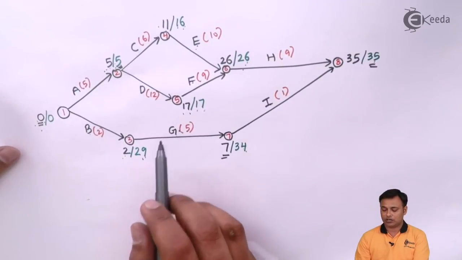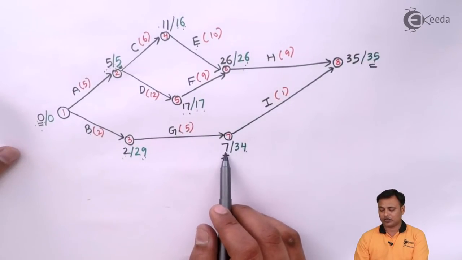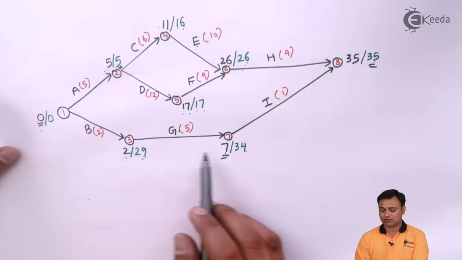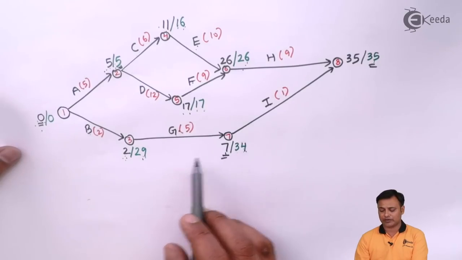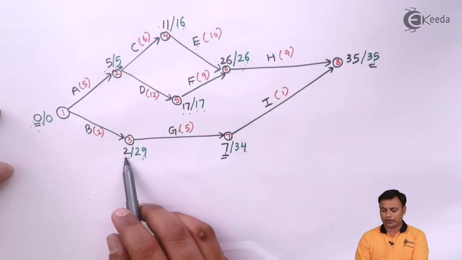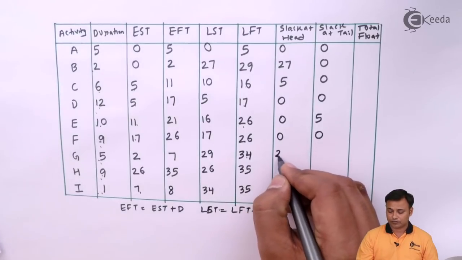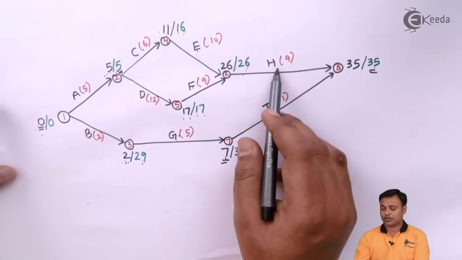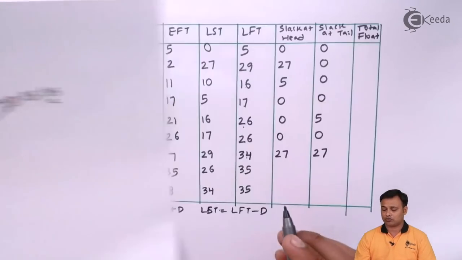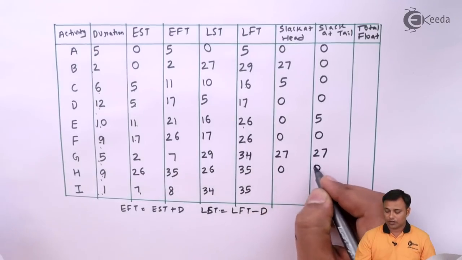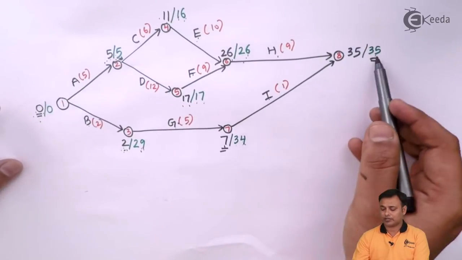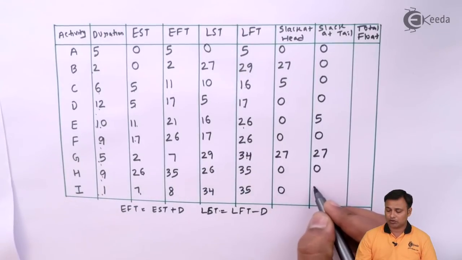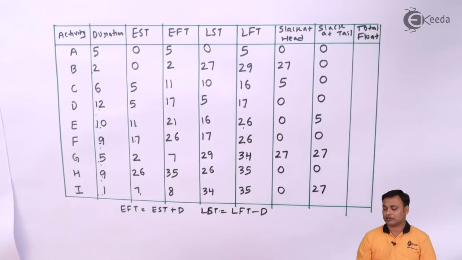For G, at the head it is 34 minus 7, 27, and at the tail it is 29 minus 2, 27. So both are 27, head and tail. For H it is head 0, tail 0. And for I, head 0, tail 34 minus 7, 27. So head 0 and tail 27.